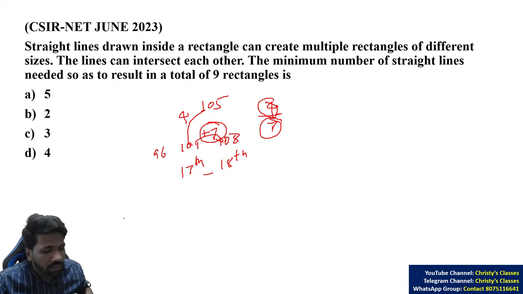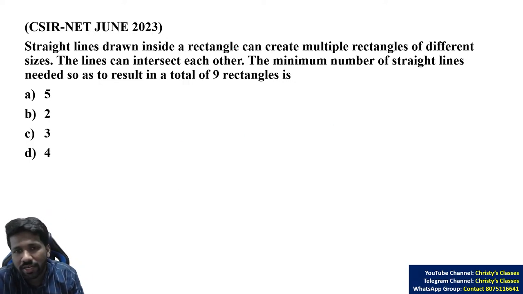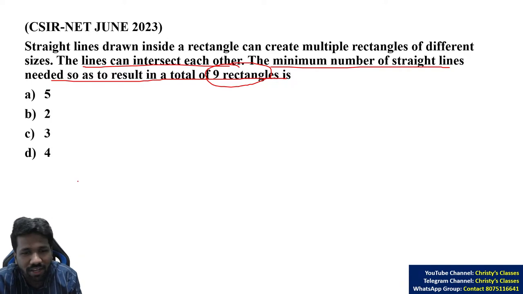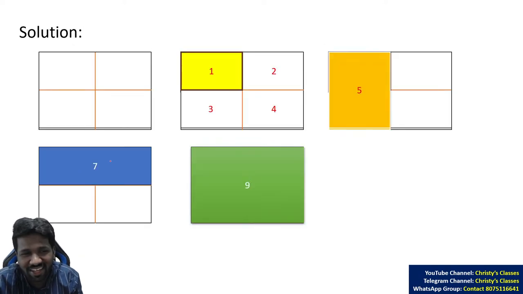So due to lack of time, I will start this question. Straight lines drawn inside a rectangle can create multiple rectangles of different size. The lines can intersect each other. What is the minimum number of straight lines needed so as to result in 9 rectangles? We have to put lines inside a rectangle to form 9 rectangles. How many lines minimum are needed? You may think that 4, 5, 6, etc. are needed. But only 2 lines are enough.